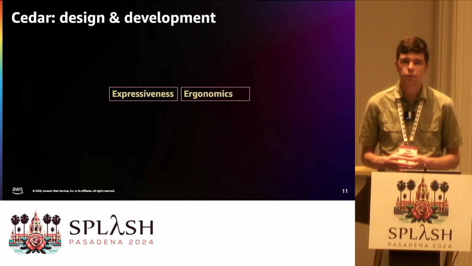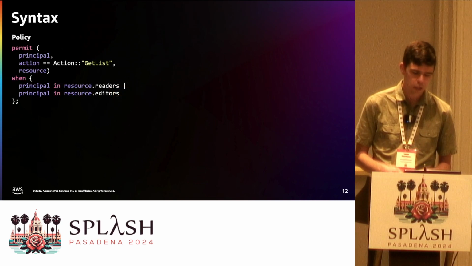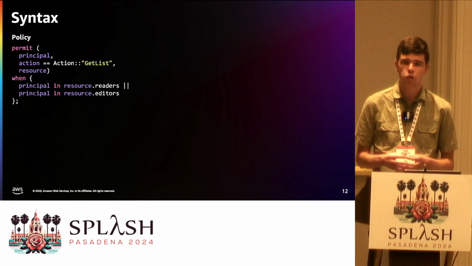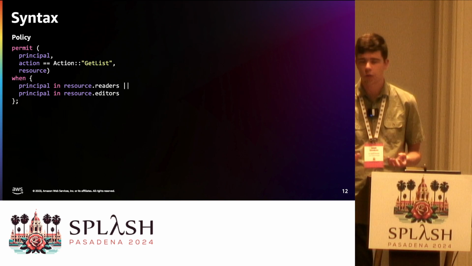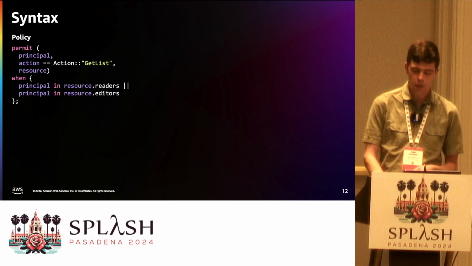So let's talk about each of these 5 properties, starting with expressiveness and ergonomics. Here's a Cedar policy. You already saw it a few slides ago. This policy says that anyone is allowed to take the get list action on any resource if they are in that resource's readers or editors group. The policy has 3 parts.